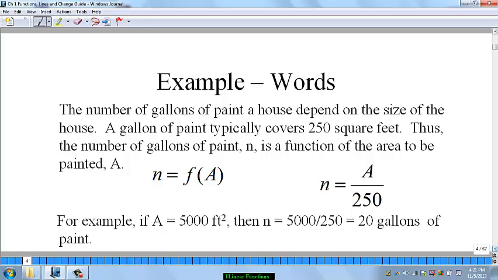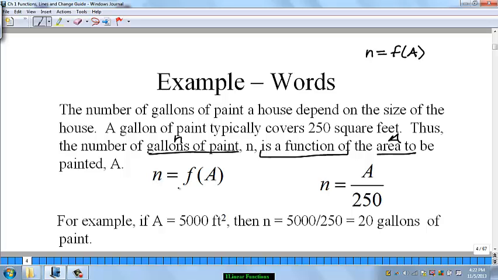A gallon of paint typically covers 250 square feet. Thus, the number of gallons of paint, N, they want us to call that N, is a function of, they kind of tell you, the area, and they're letting you use an A, to be painted. So, let's make a math sentence out of this. So I can say the number of gallons of paint is a function of the area.